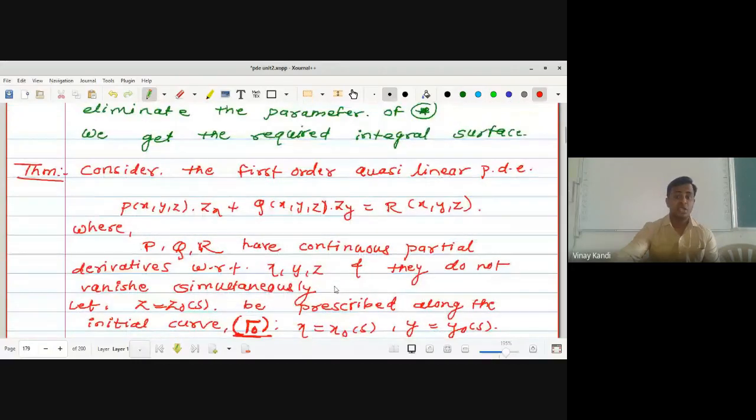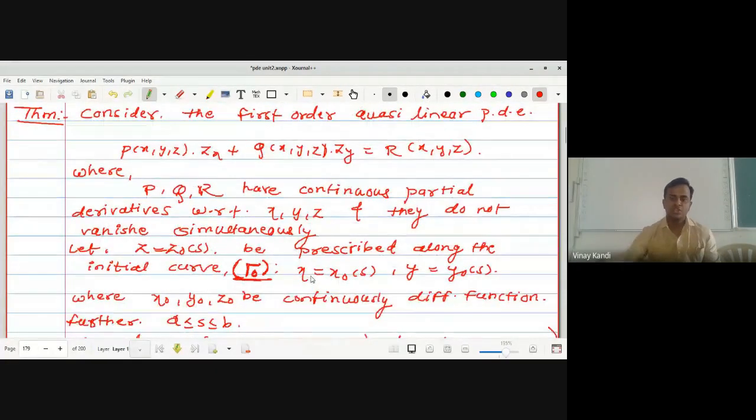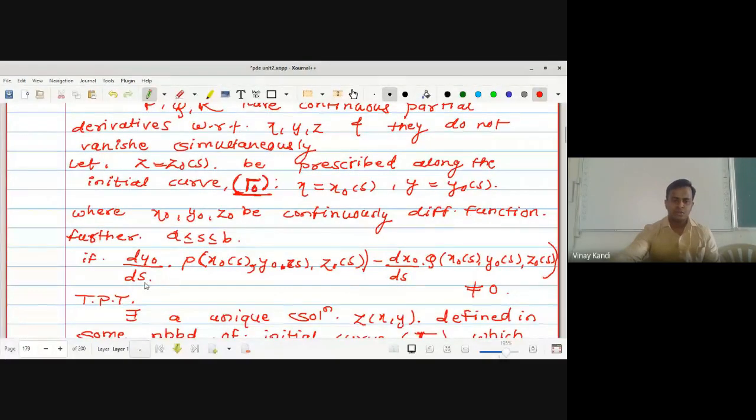Okay, look at the theorem. This is the statement of the theorem only. Consider the first order Cauchy linear partial differential equation P p plus Q q is equal to R, where P, Q, R are continuous partial derivatives with respect to x, y, z, and they do not vanish simultaneously. And z is equal to z naught of s, prescribed along the initial curve x is equal to x naught of s and y is equal to y naught of s, where x naught, y naught, z naught are continuously differentiable functions, where s is running from a to b. And if dy naught by ds into P of x naught of s, y naught of s, and z naught of s, minus dx naught by ds into Q of x naught of s, y naught of s, and z naught of s is not equal to 0.